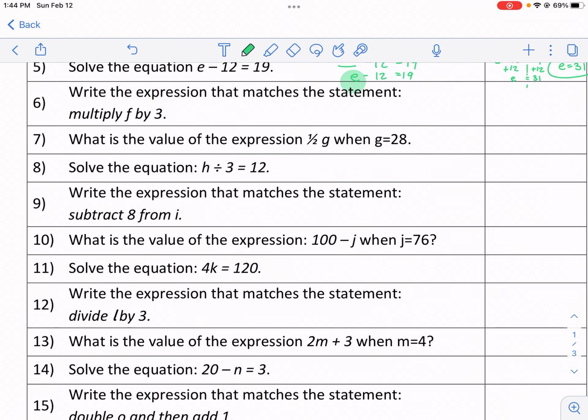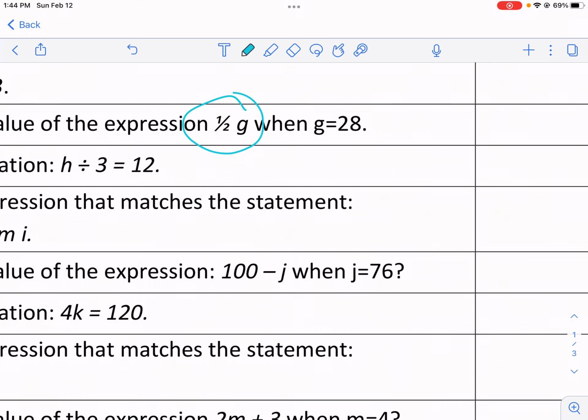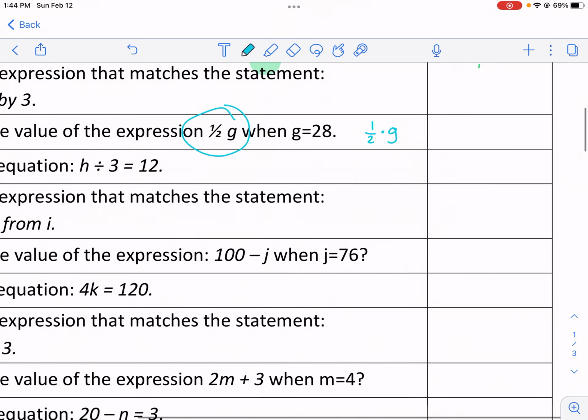What is the value of the expression? Here we go. 1/2 g when g equals 12. Well, what's 1/2 g mean? It could mean 1/2 times g like that, or 1/2 g like that. Okay, so 1/2 times g. Some of my students get really confused with that 1/2. They don't like the fraction. You could always do this.